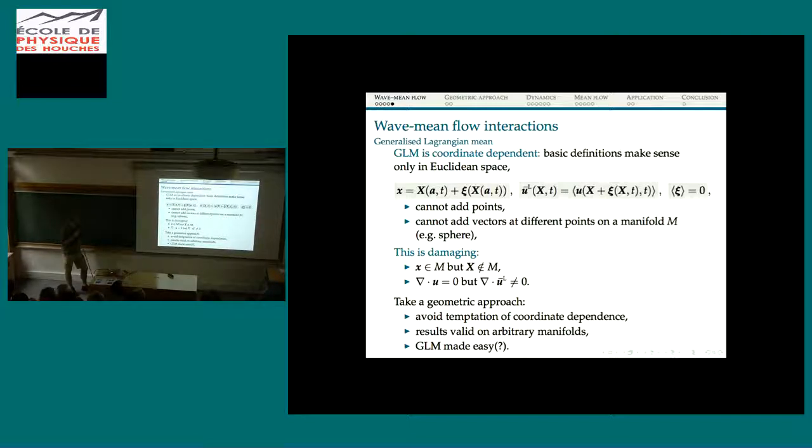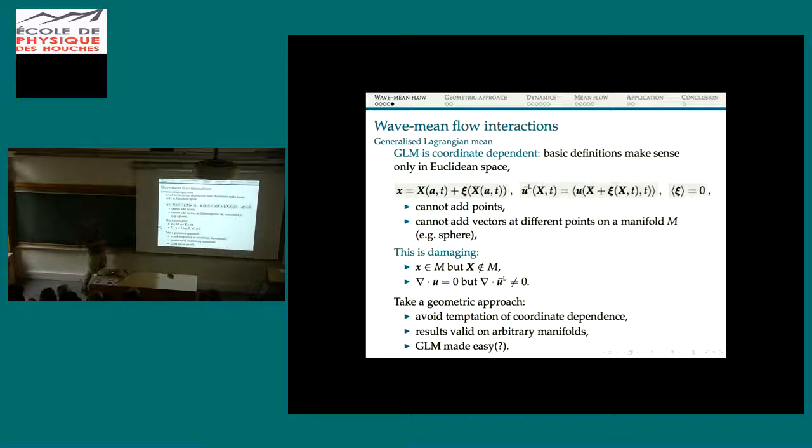Okay, so this seems a cheap point to make. However, this has some sort of damaging effect. So the first one is that if you start working on a manifold, say a sphere, you'll find that even though the trajectories you are averaging over are all on the sphere, the mean trajectory leaves the sphere. That's simply because you start adding 2 vectors tangent to the sphere. If you add them, you get something which is not tangent to the sphere, right? So that's not so good.